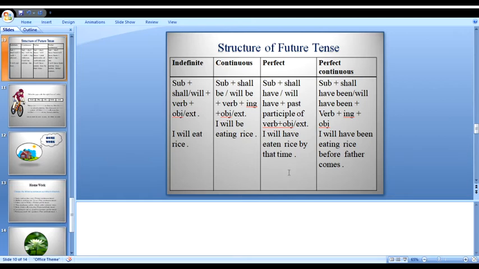Now come to the last one, future perfect continuous. Future perfect continuous is used when the doer will have been doing the work by a certain future time. And for that tense, the structure will be subject plus shall have been or will have been plus verb plus ing plus object. As an example, we can write I will have been eating rice before father comes.